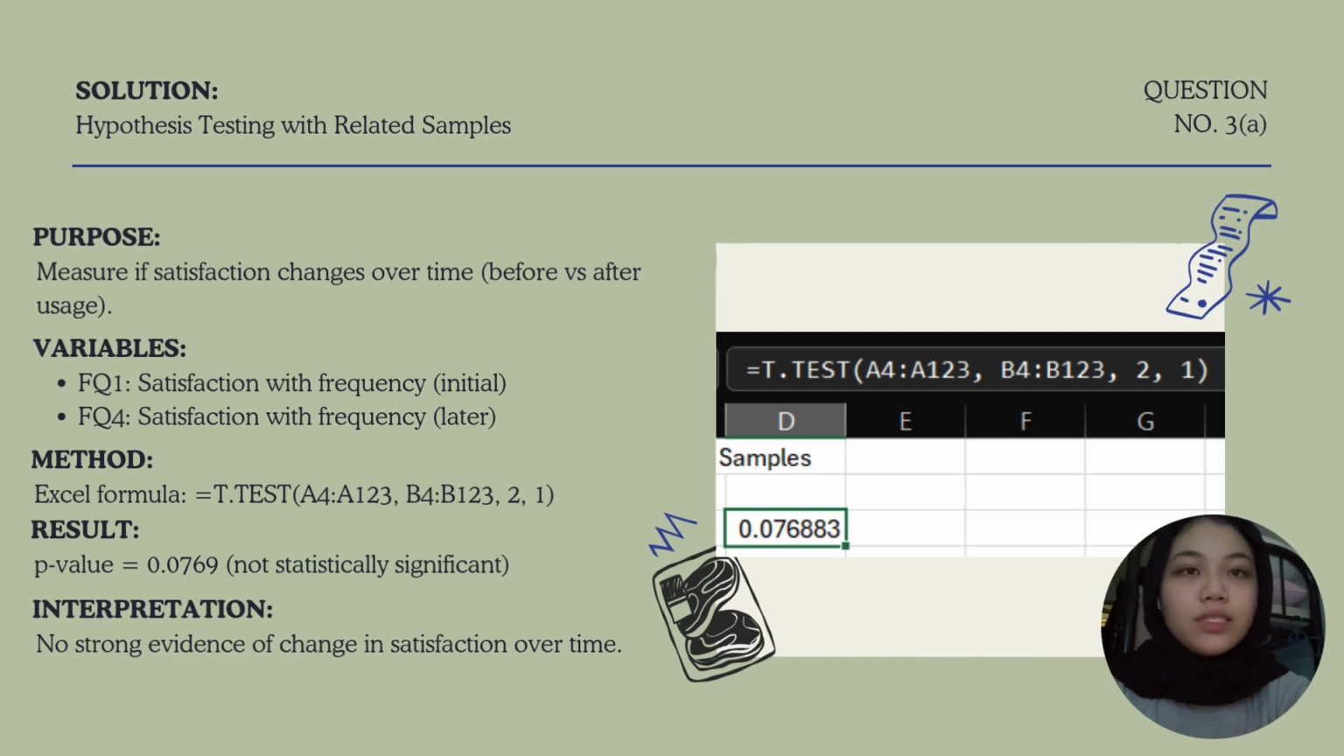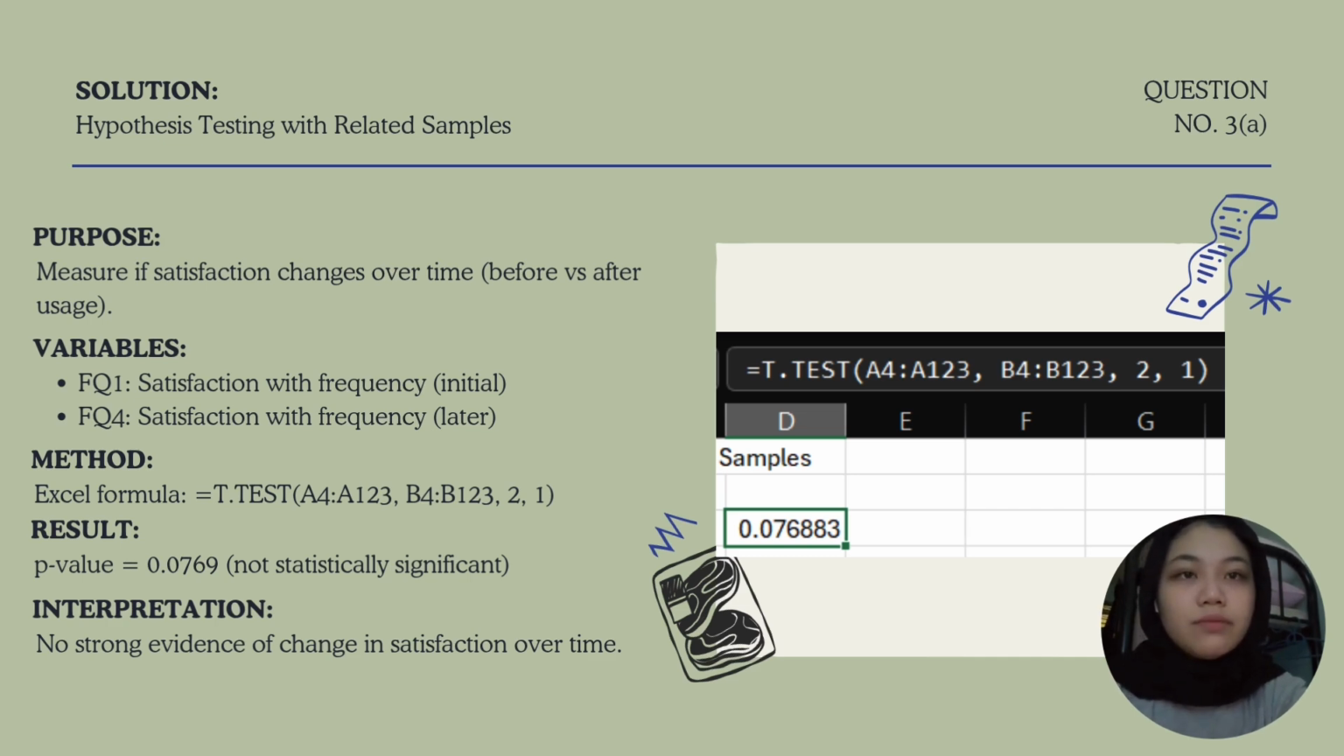The paired t-test was used to compare satisfaction levels before and after passengers use the service. We used two variables, which are FQ1 and FQ4. The test was conducted in Excel, and the p-value we obtained was 0.0769, which is definitely greater than 0.05.